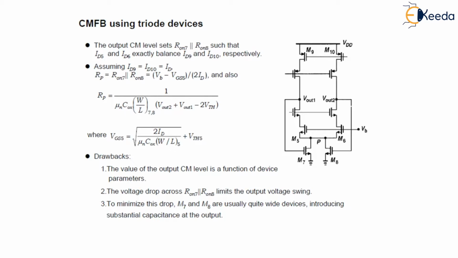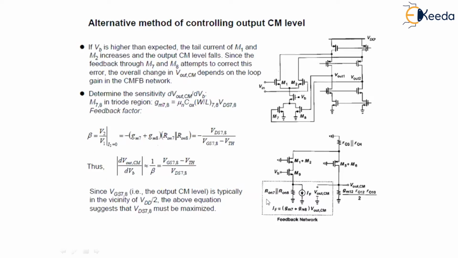So this second issue, that is the voltage drop across Ron7 in parallel with Ron8 limiting the output voltage swing, can be alleviated by applying the feedback to the tail current of the input differential pair. But the other two remain. What we have done is, if VB is higher than expected, then the tail current of M1 and M2 increases and the output common mode level falls. And since the feedback through M7 and M8 attempts to correct the error, the overall change in Vout,CM depends upon the loop gain of the CM network.